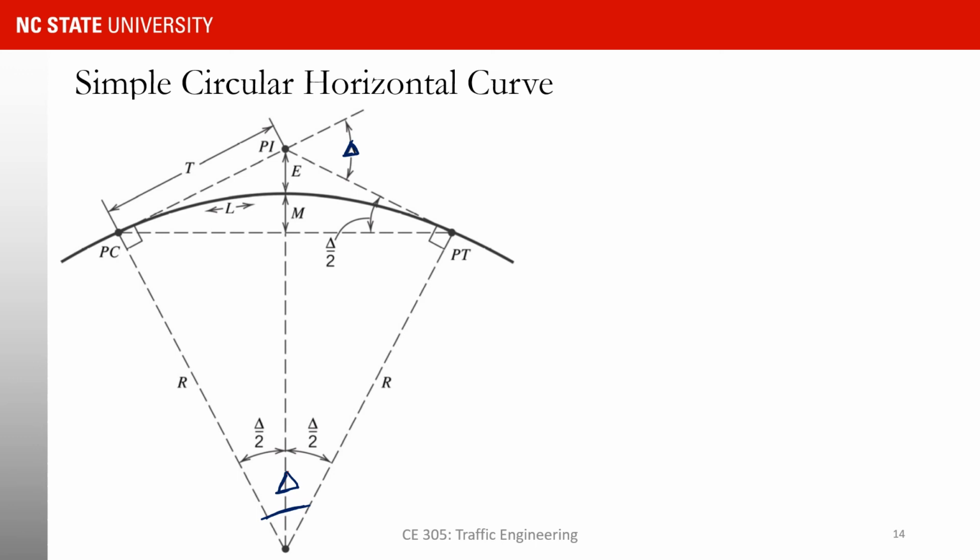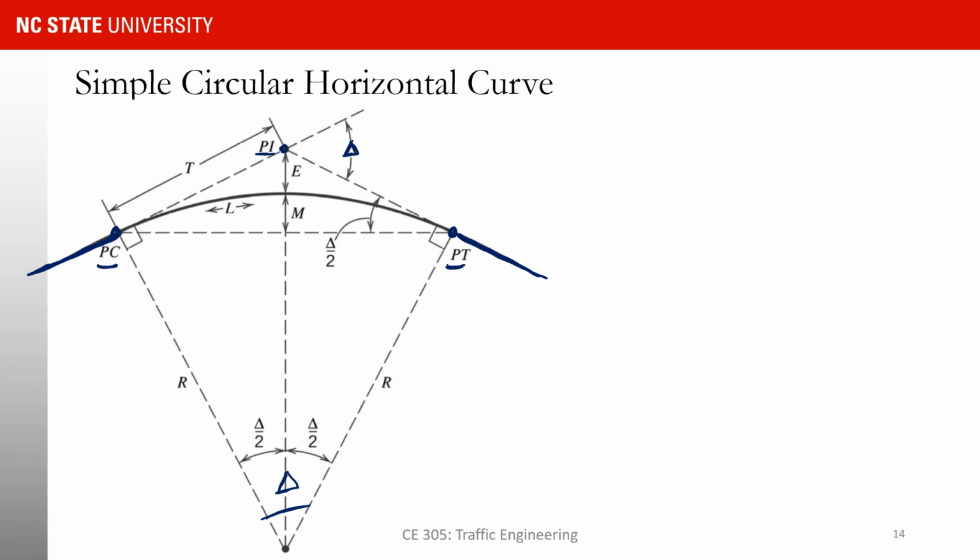Here I'm showing you a tangent and another tangent, and we want to transition from one to the other one using this circular curve. So PC is the point of curvature, PT is the point of tangent. So PC is where the curve starts, PT is where the curve ends or the tangent starts, and PI is the point of intersection, when the two tangents intersect, yeah.